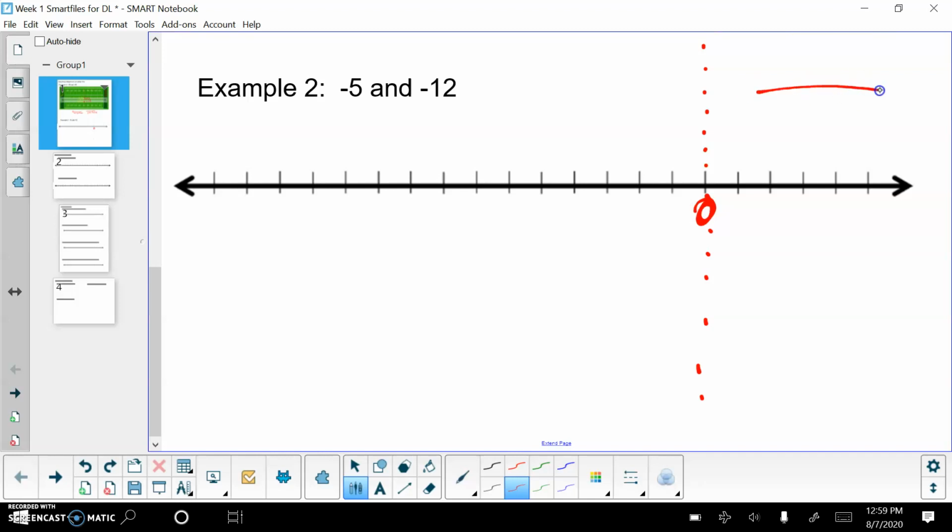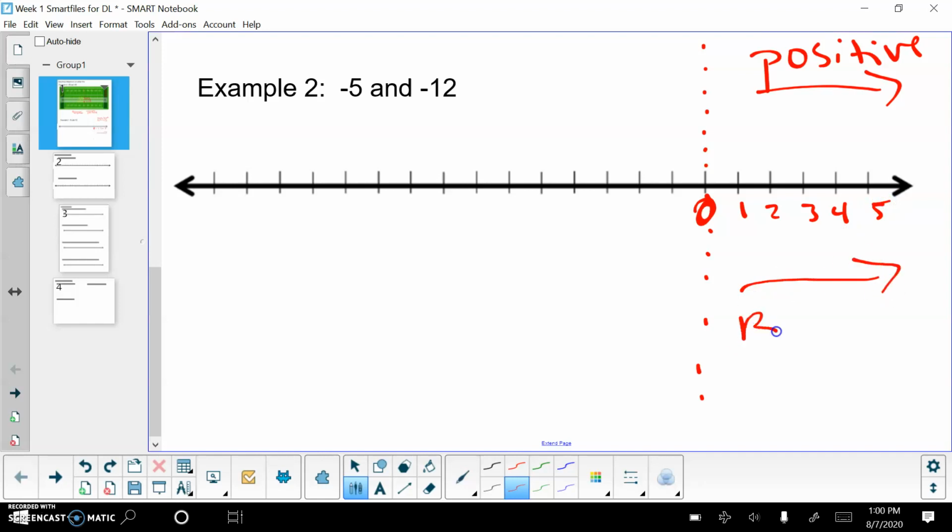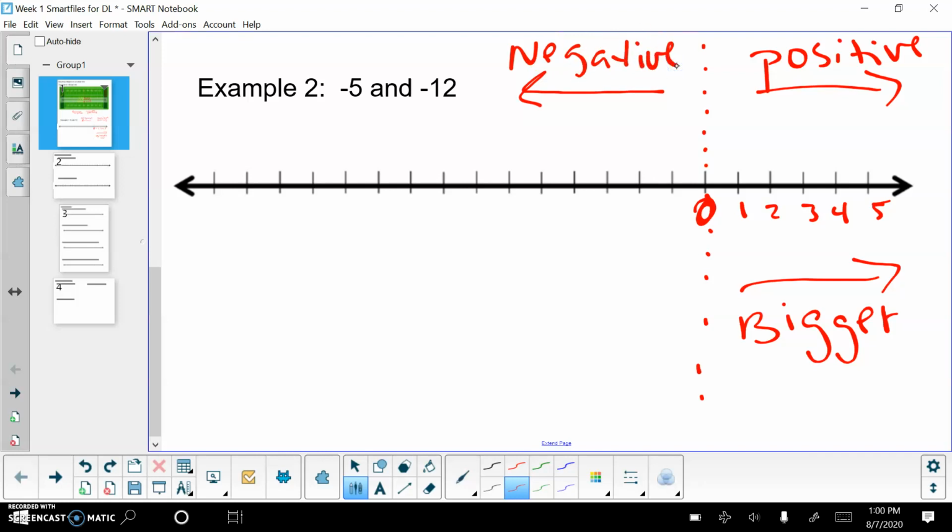So as I go to the right side, that's the positive side. So I'm going to go positive 1, positive 2, positive 3, positive 4, positive 5. Also notice as you go to the right, the numbers are getting bigger. As we go to the left side, that's the negative side. And notice how these have opposites. Right is positive, left is the opposite, so left is negative. Also right is getting bigger, left is the opposite, so that means the numbers are getting smaller.